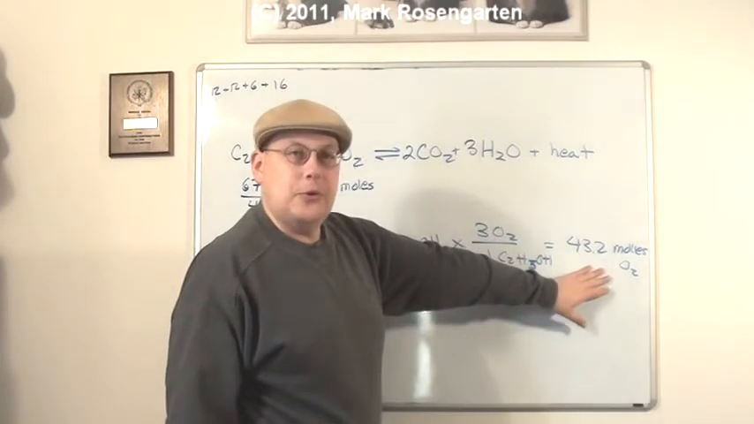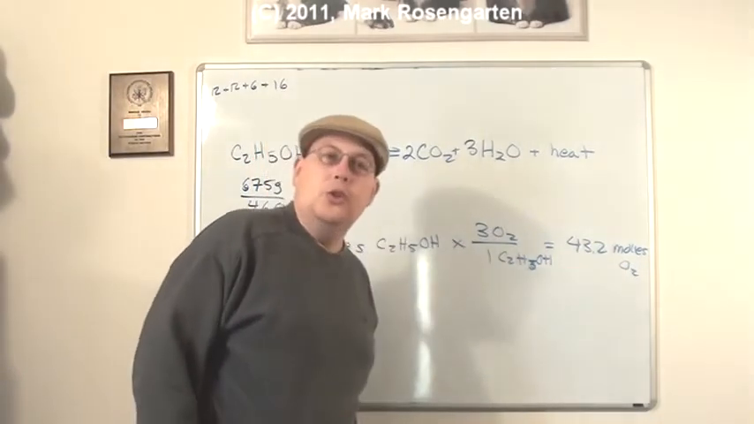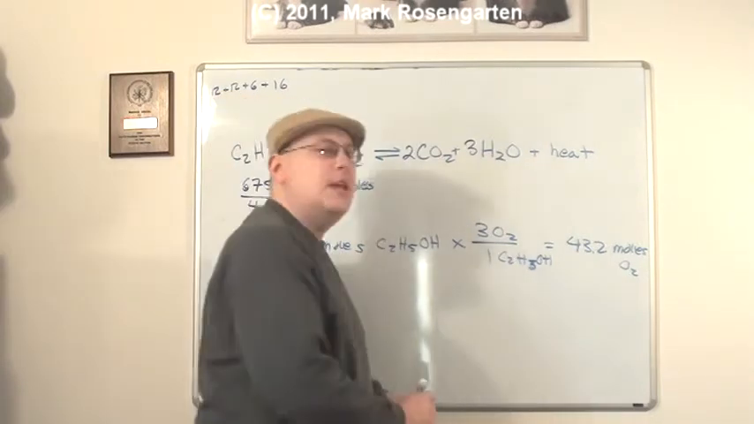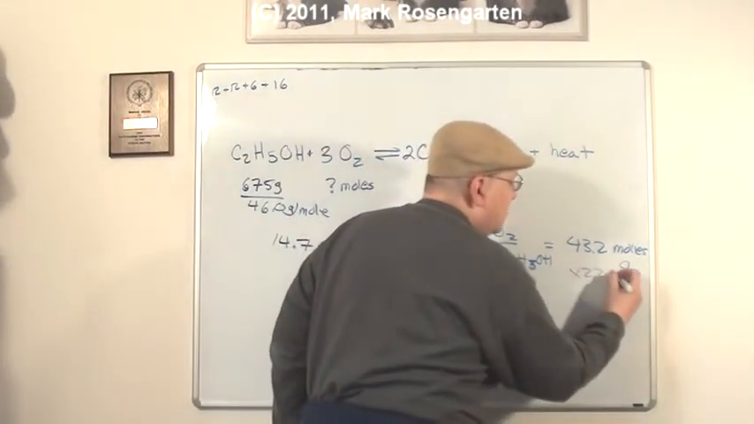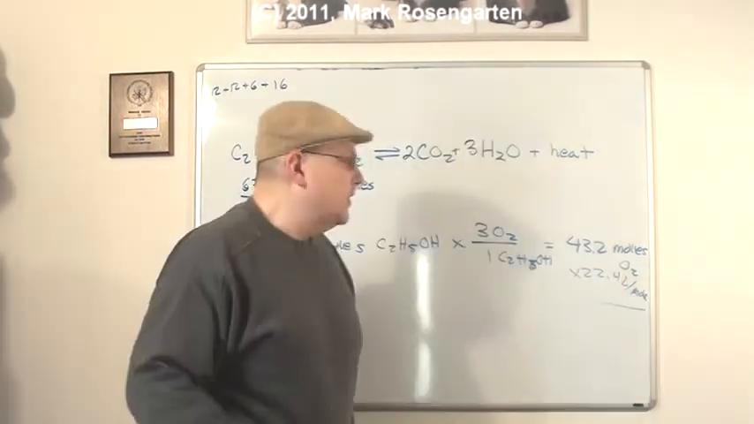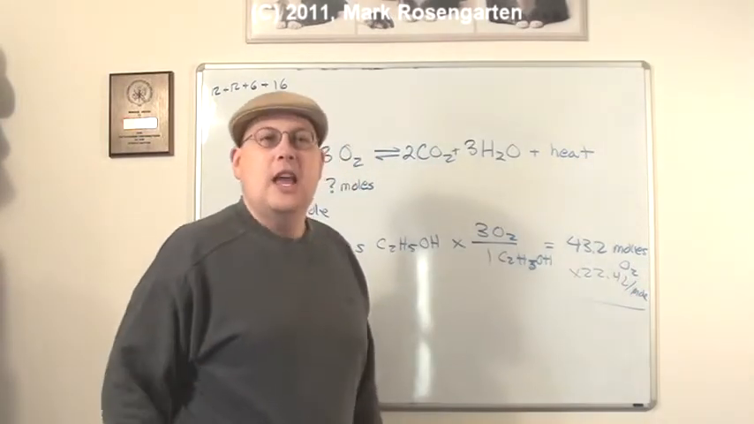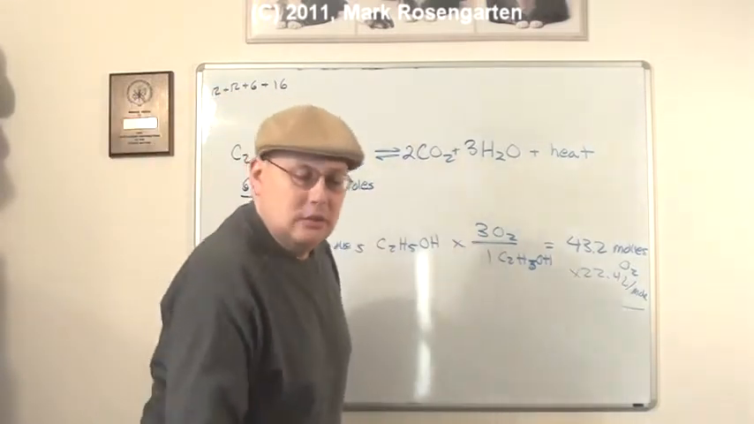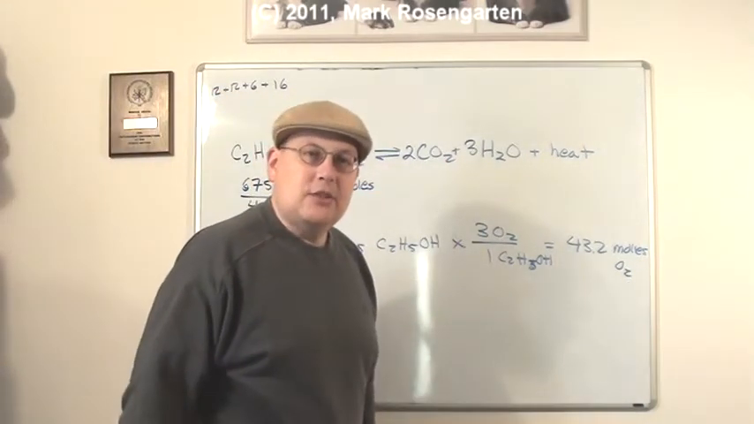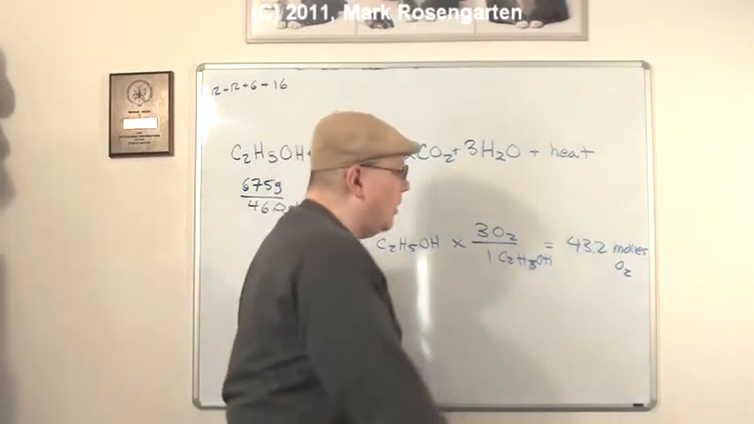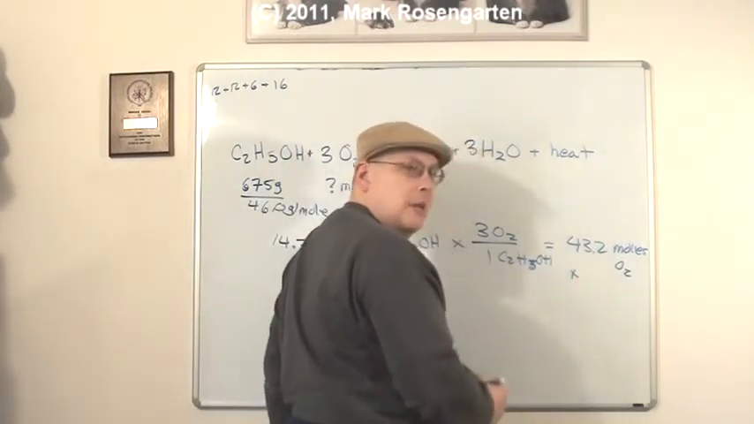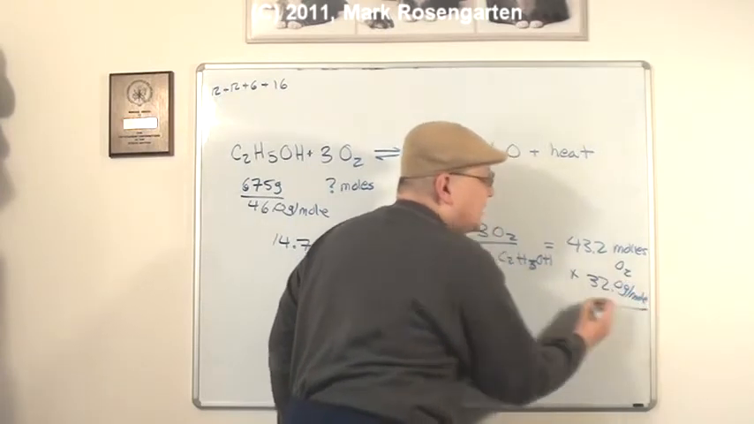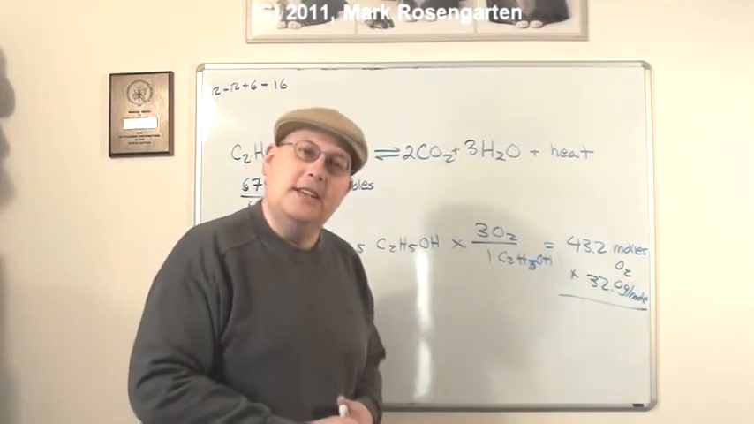Now you can go further from here. You can take moles of O2 to liters of O2. If you want to find out how many liters of O2 this is at STP, you just multiply it by 22.4 liters per mole. This is going to tell you how many liters of oxygen at STP you're going to need to completely combust the ethanol. If you want to find out how many grams of oxygen it's going to take to completely combust the ethanol, then you multiply it by the gram formula mass of oxygen, 32.0 grams per mole. And that'll tell you how many grams of oxygen it's going to take to do the job.